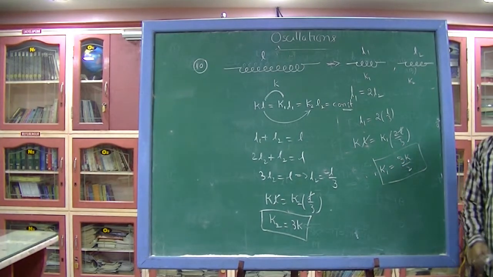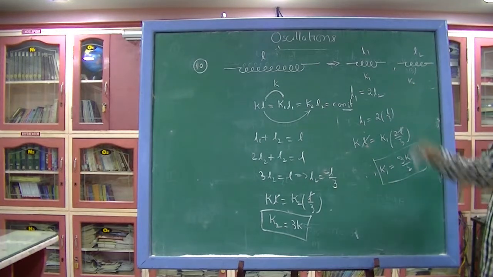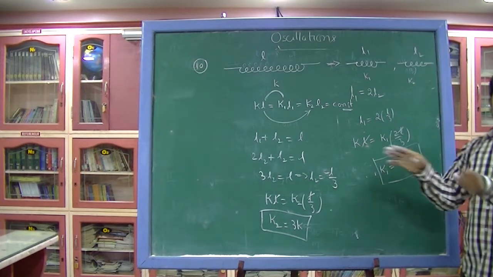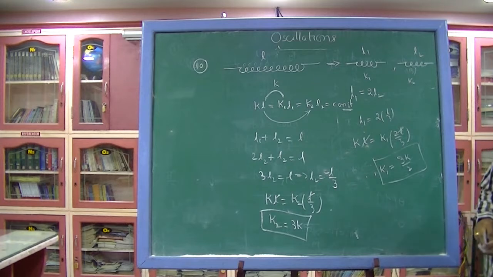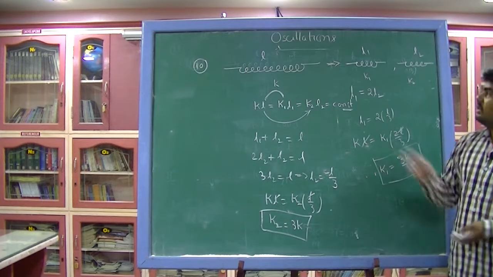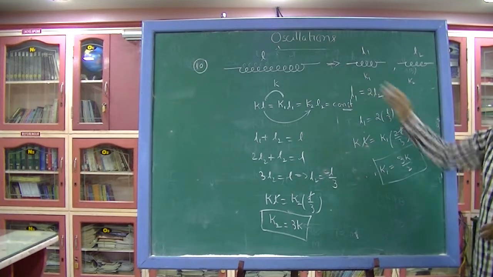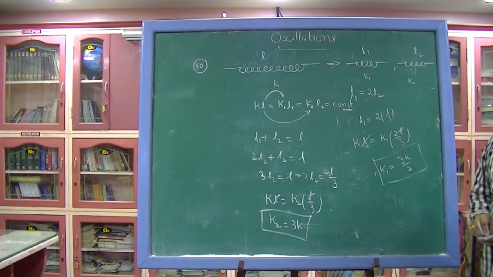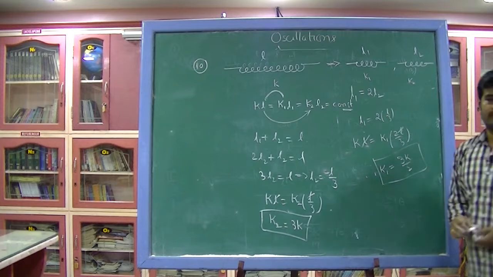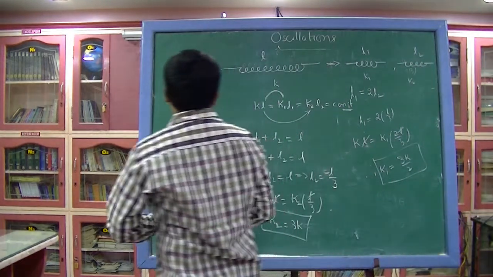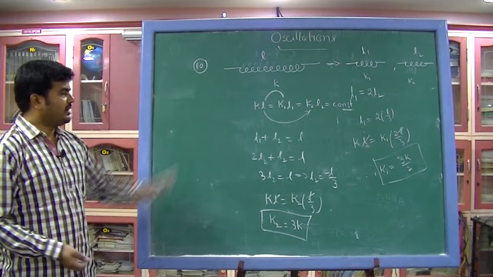In this way you can solve any problem when they mention the spring is cut into a given number of parts. Sometimes they may also compare the time period of the obtained parts with the actual spring. That is also another important method. So, just keep it in mind and be clear about the method. So, that is question number 10 and its solution.